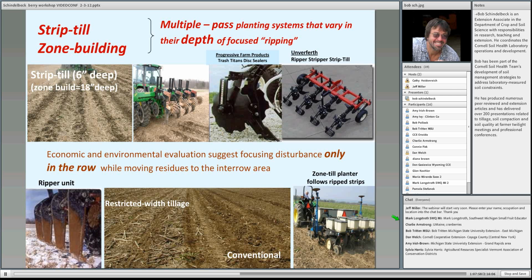So I really like this slide to show how when we change our management a little bit, if we look at the bottom center picture, we see on the right the conventional, if it's hot and dry, our entire soil surface is going to dry out, for example. Whereas with a restricted width tillage, where we focus our tillage, if we get a lot of hot, dry weather, we're going to have a little more water storage underneath all the debris between those ripped areas.